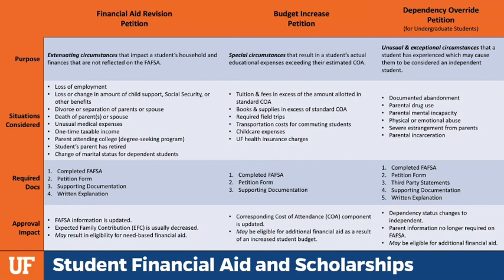You are going to want to make sure that you have a completed FAFSA for your required documents, the petition form, any third-party statements, along with your supporting documentation and your written explanation. If you are approved for your dependency override petition, then your dependency status changes to independent. The parent information will no longer be required on the FAFSA, and you may be eligible for additional financial aid.